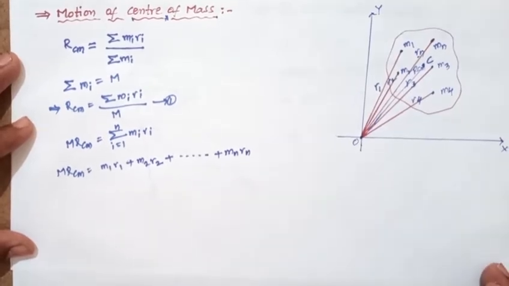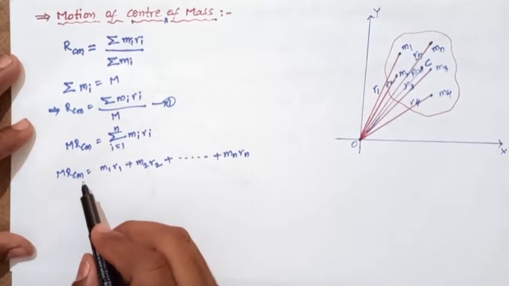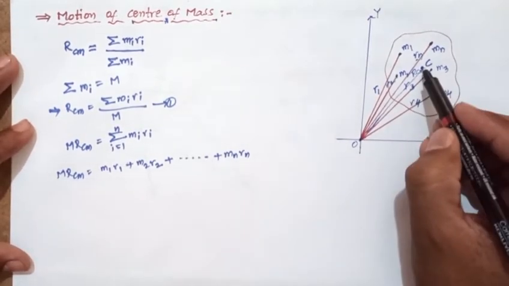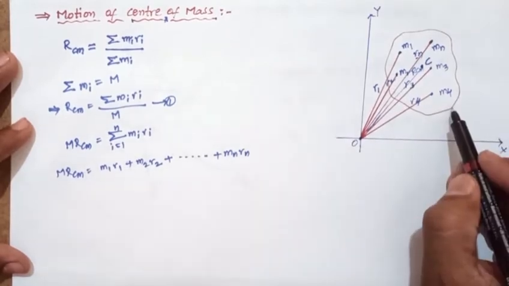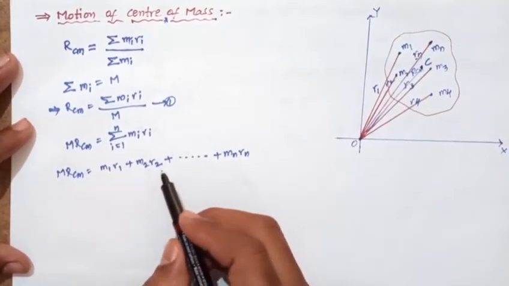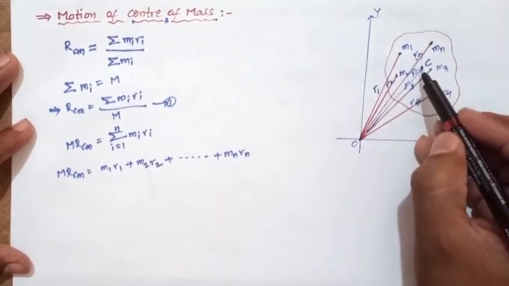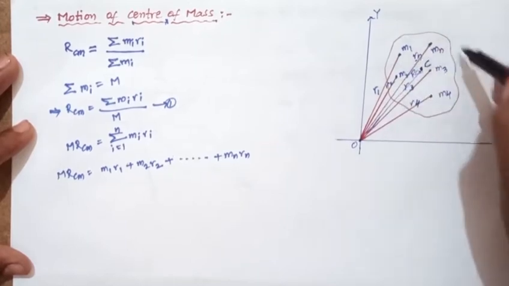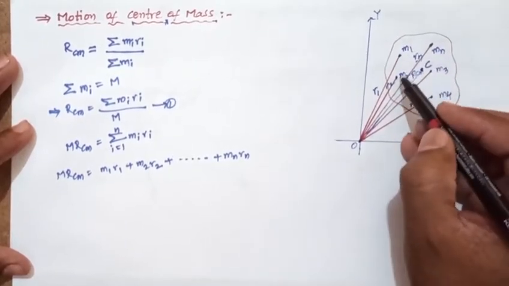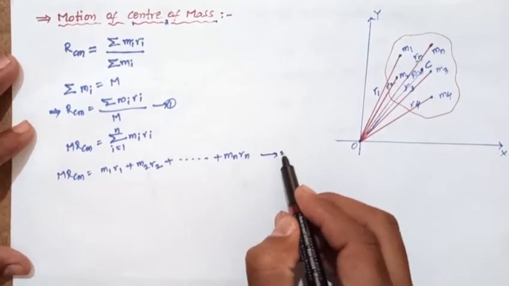Okay, so rcm is the position vector of the center of mass. M is the total mass of the rigid body. r1, r2, r3, r4, and so on up to rn are the position vectors of the different particles. It is a complete system of particles, treated as a single particle. So this is equation number 2.